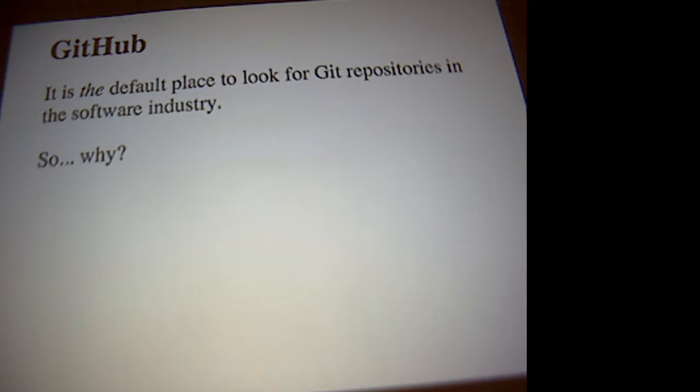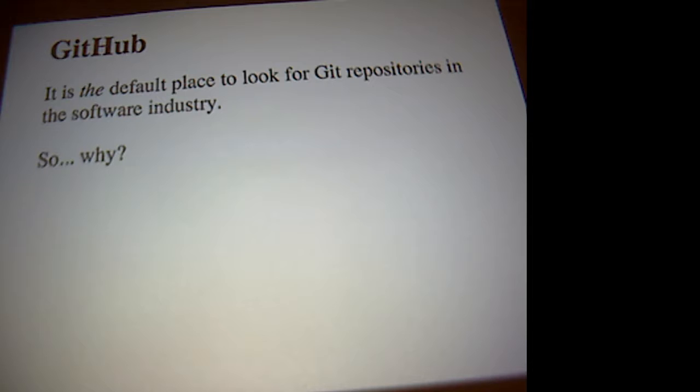So let's talk about GitHub, and Paul might take issue with this slide a little bit, but GitHub is the default. I'll emphasize default. Default place for Git repositories in the software industry, and de facto. That's another, better term. Not official. Commonly used. Yeah, there are alternatives.